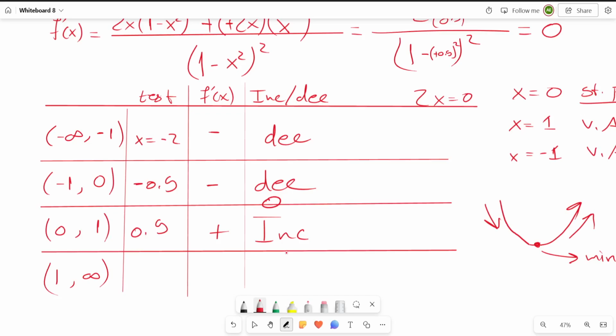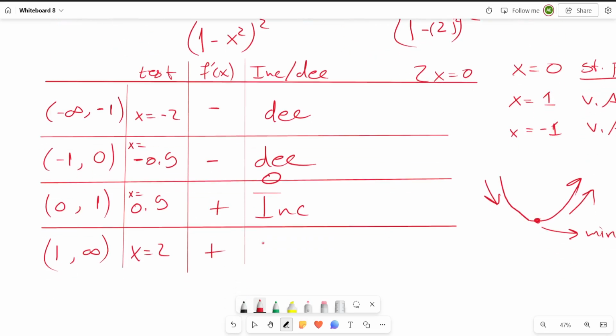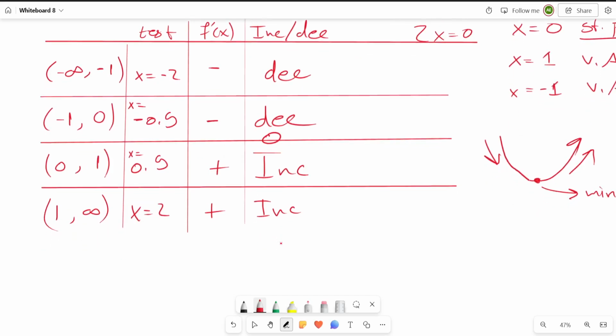So if we try to check any point over here, let's say x equals 2, I'm going to change this with a 2. So this is going to be 2 times 2 over 1 minus 2 squared, all to the power of 2. And indeed, this is also a positive answer. So this part is increasing. So this is our table that will help us later on when we're sketching the function.